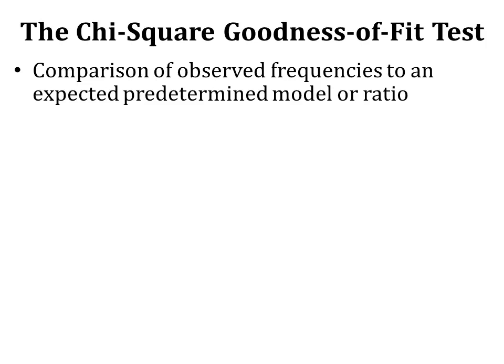Our next type of the chi-square test is the chi-square goodness of fit test. As its name indicates, it is a comparison of observed frequencies to an expected predetermined model or ratio. It means that we are not assuming them to be homogeneous, or the same in all categories. Rather, we are assuming that these frequencies should appear in a pattern, in a ratio. And we are going to test whether our observed frequencies fit into that ratio or not. So what is the goodness of fit of our observed frequencies into those expected under that predefined ratio?